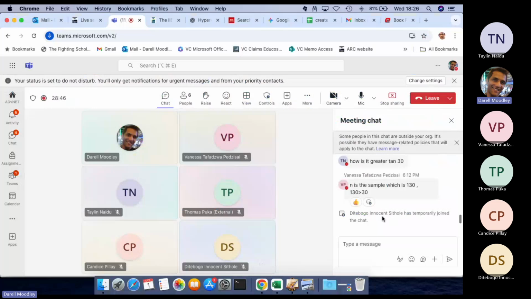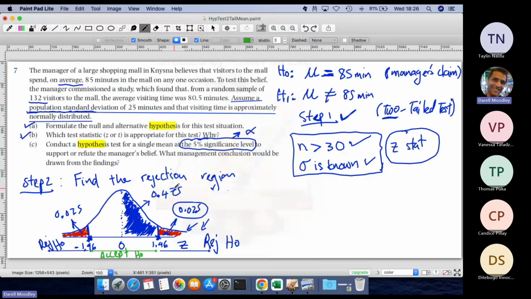I just assume everything's okay so far, but please let me know otherwise. So let's get back to the board. That's your step 2 done, and that's a lot of work for step 2. You're sketching your graph, you're going to your table, you're pulling out the Z values, and then you have to state what your rejection region is.